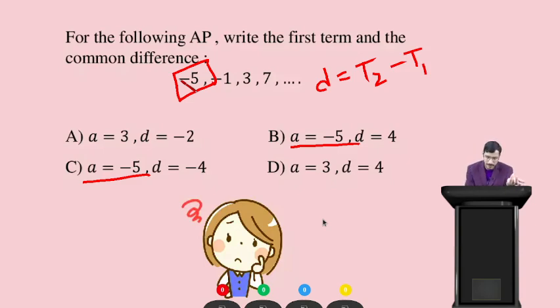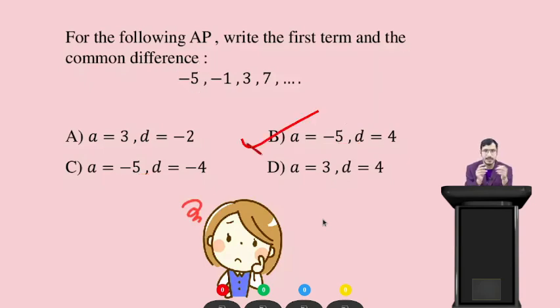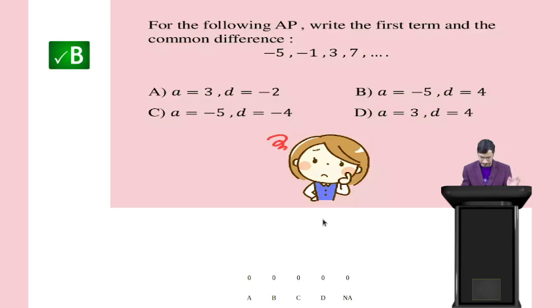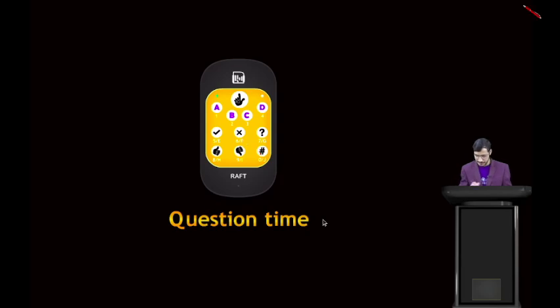So here second term is minus 1, first term is minus 5, and yes, subtract, so minus minus, so minus plus. Okay, and yes, minus 1 plus 5, so that is 4. So D is equal to 4. That means the second option, A is equal to minus 5 and D is equal to 4, that is our right answer here. Okay, yes. Now let's move to the next part.